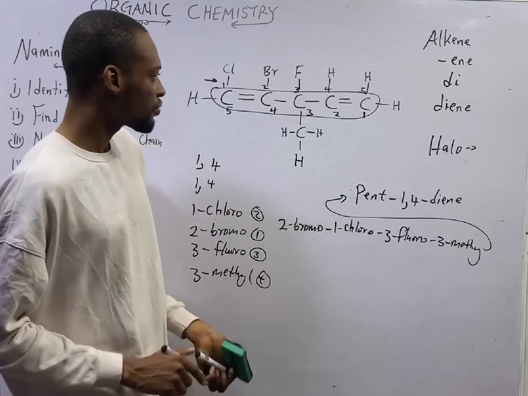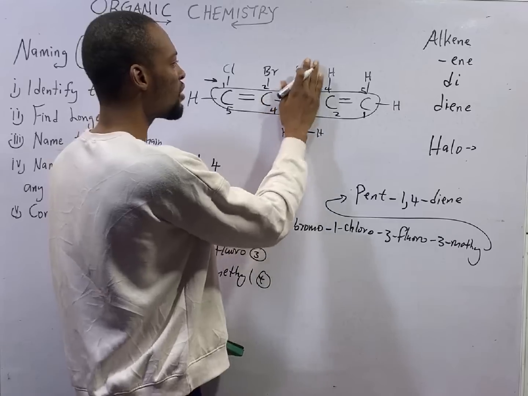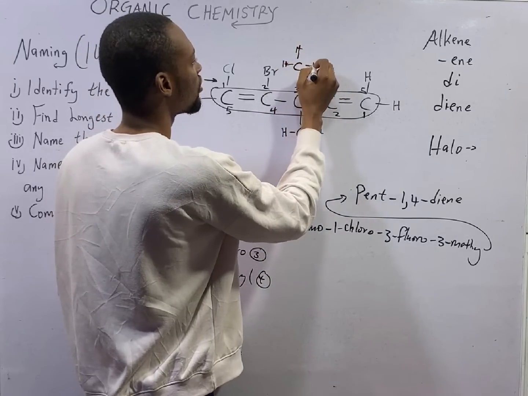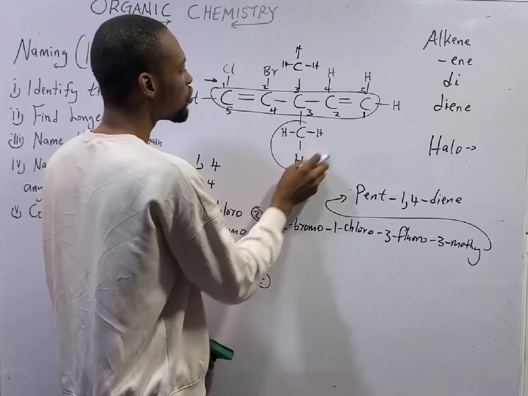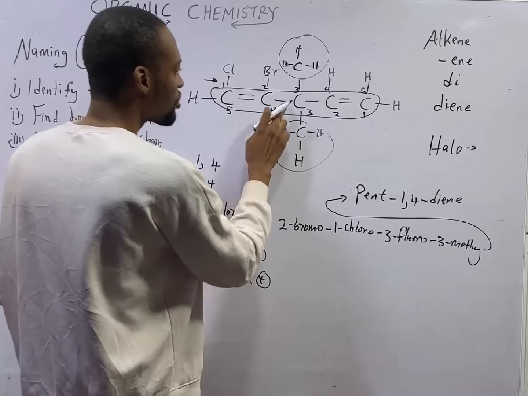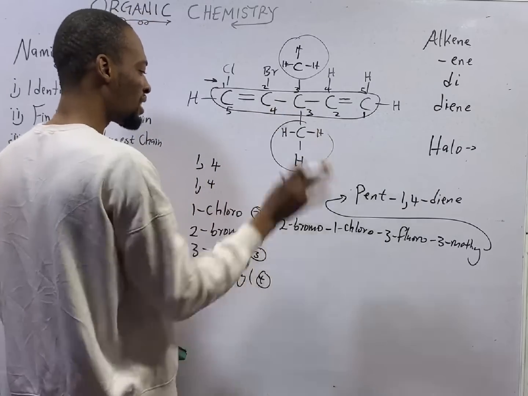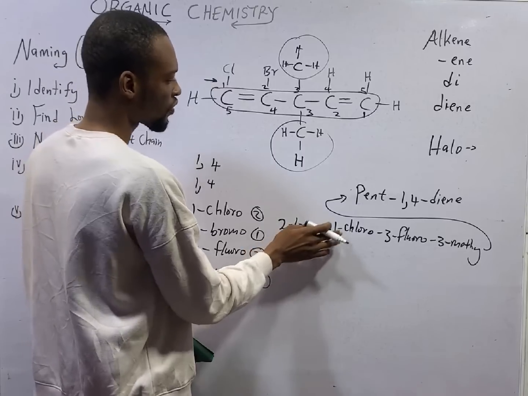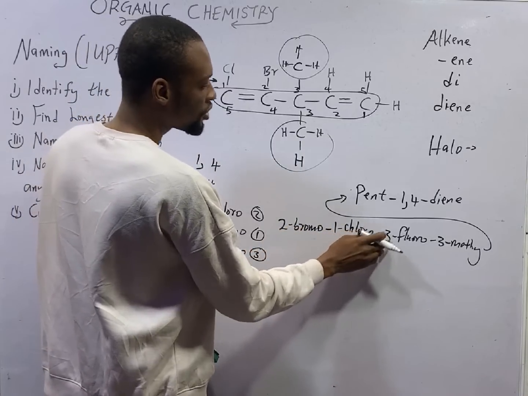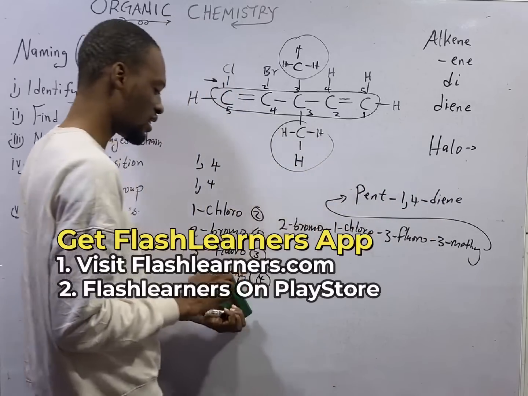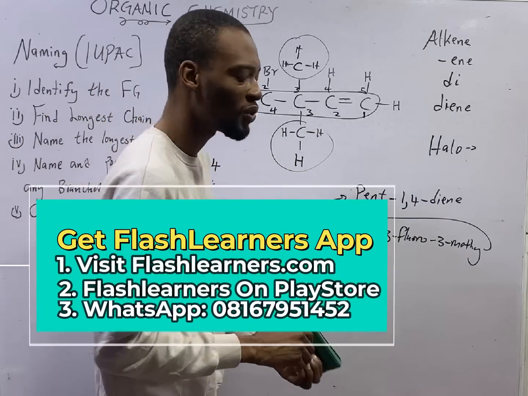Now look at it. If instead of F, here were to be another CH3, you will see that we have 2 of the same branch. It will therefore be 3,3-dimethyl. This will change to 2 bromo, 1 chloro, 3,3-dimethyl pent-1,4-diene. So anyhow it comes, know what to do.